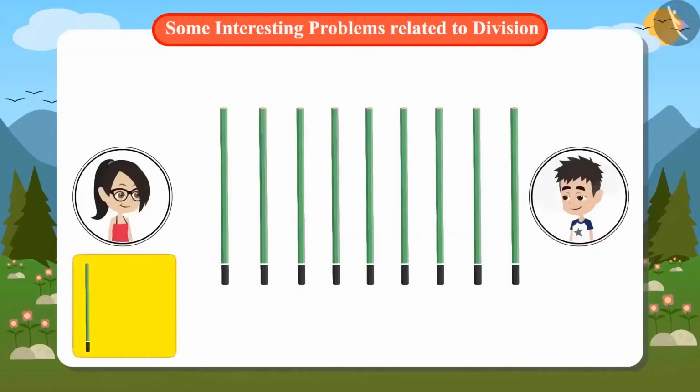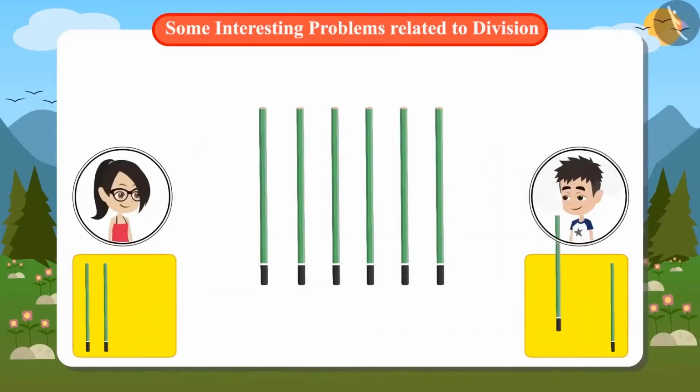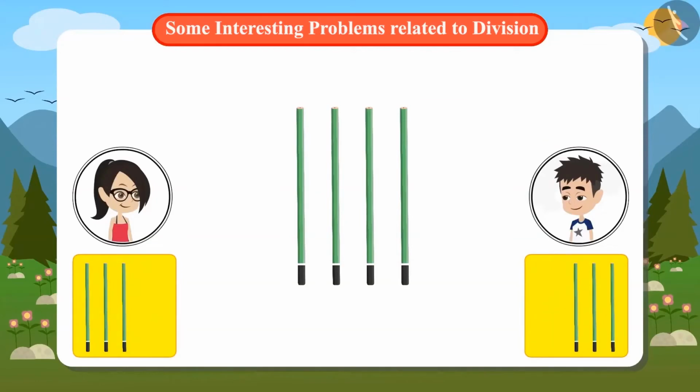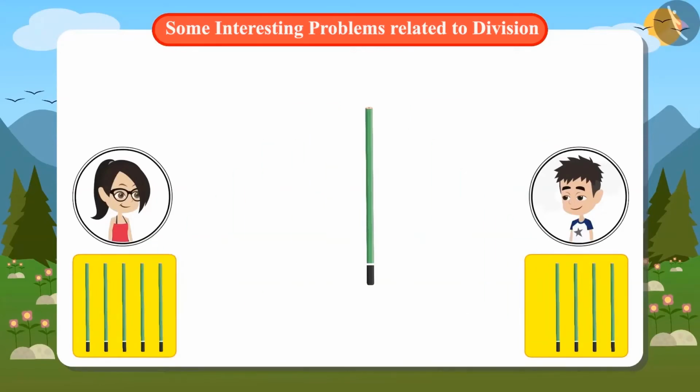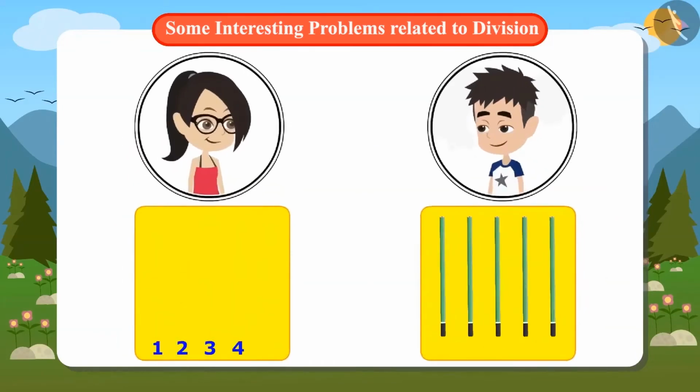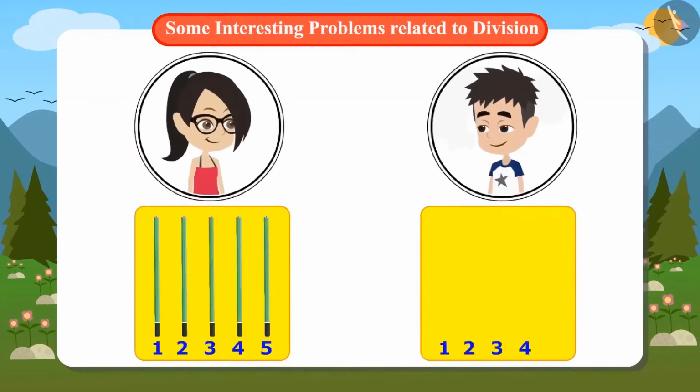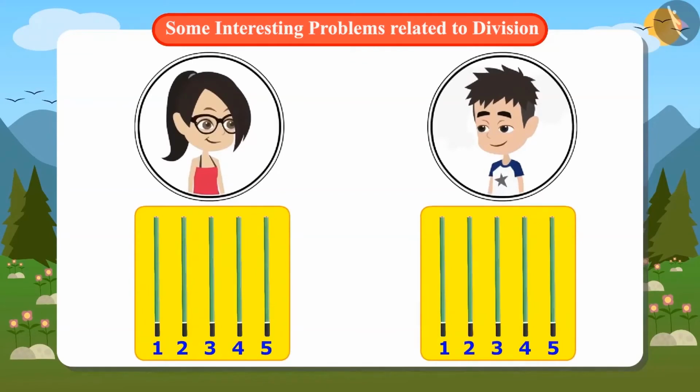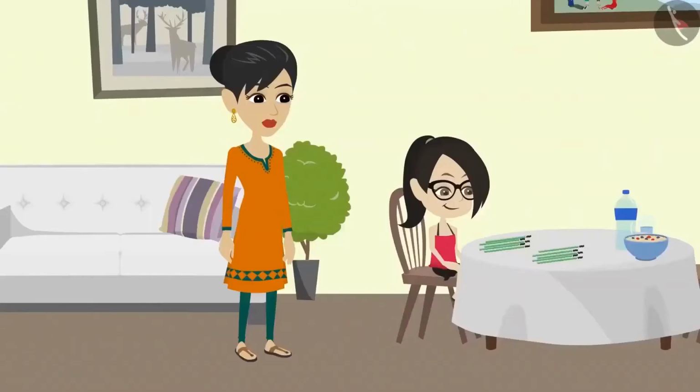First, I keep one pencil for me, then one for my brother. Again one for me, and then one for my brother. In this way, I keep a pencil for me and a pencil for my brother until all the pencils are divided. Now, I have 5 pencils and my brother also has 5 pencils. Vandana has divided the pencils into two equal parts. Did you find this method correct?